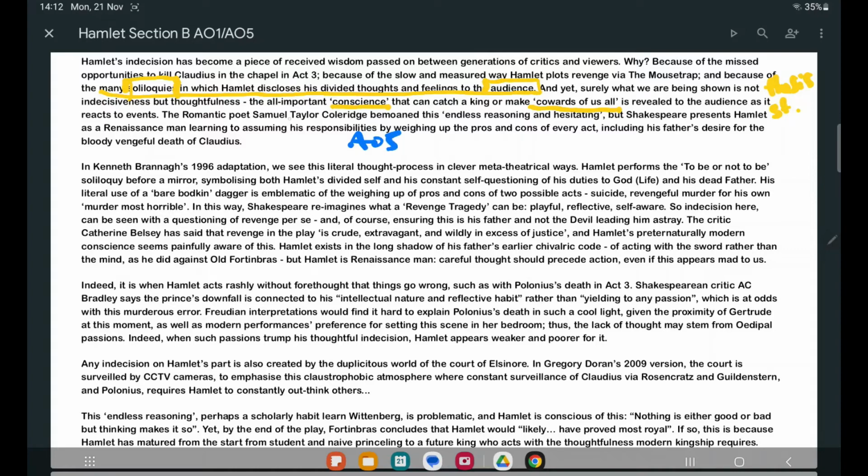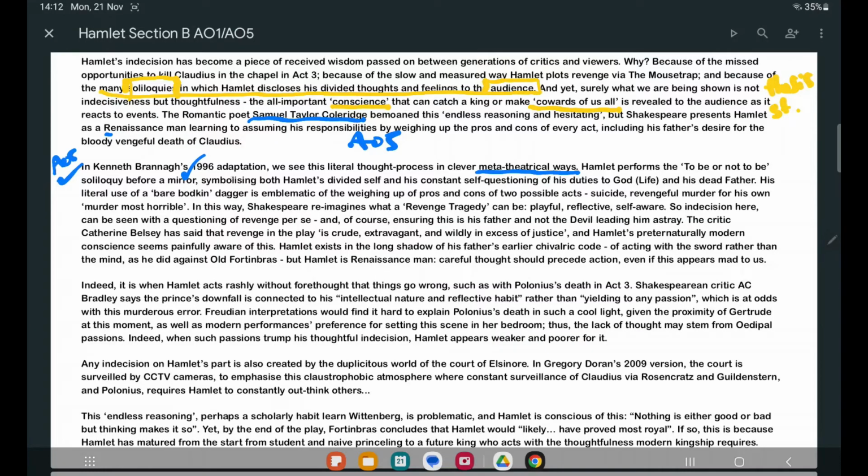The romantic poet Samuel Taylor Coleridge bemoaned this endless reasoning and hesitating, but Shakespeare presents Hamlet as a Renaissance man, so there's a kind of critical concept, learning to assume his responsibilities by weighing up the pros and cons of every act, including his father's desire for the bloody vengeful death of Claudius. Okay, so more AO5 here at the start of the next paragraph. In Kenneth Branagh's 1996 adaptation, we see this literal thought process in clever meta-theatrical ways. So there's a kind of academic register and critical concept there. Hamlet performs the to be or not to be soliloquy before a mirror, symbolizing, so that's a reference there, isn't it?